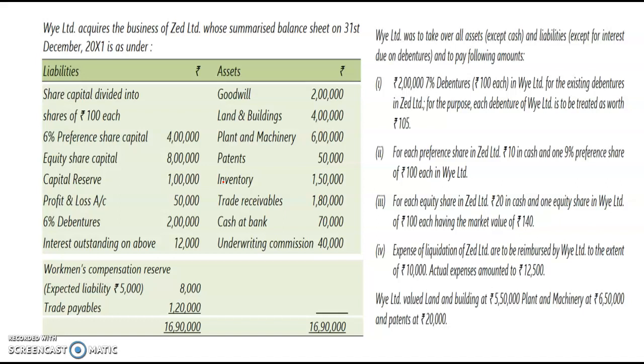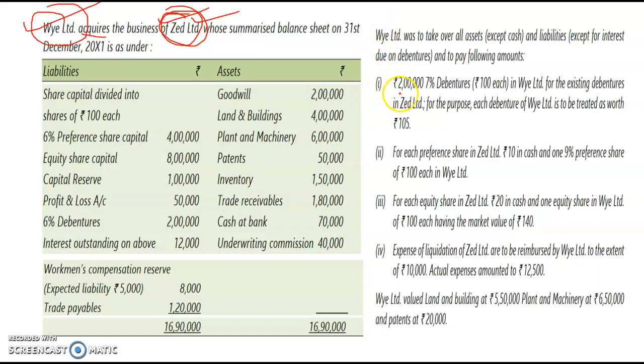So in this question it is mentioned that W Limited acquires Z Limited. So here this is the transferee company and this is the transferor company. Now for this video we'll be talking about the journal entries of Z Limited only, how the journal entries are passed in the books of Z Limited, that is the transferor company.